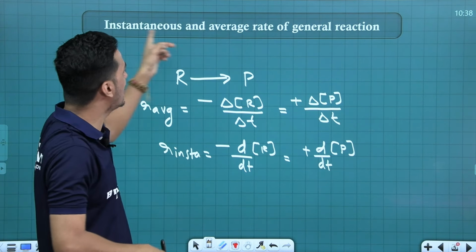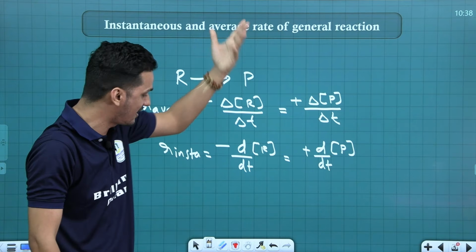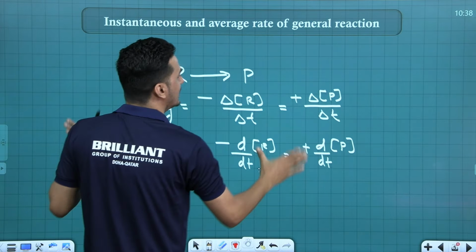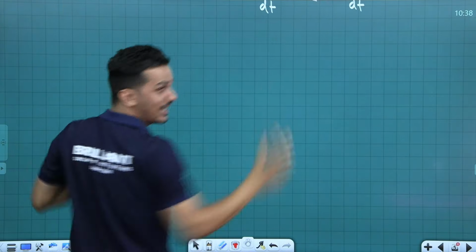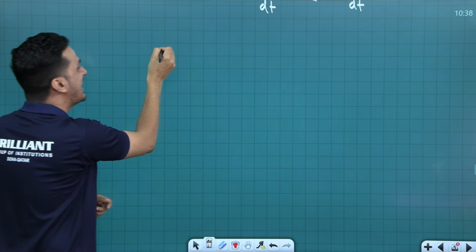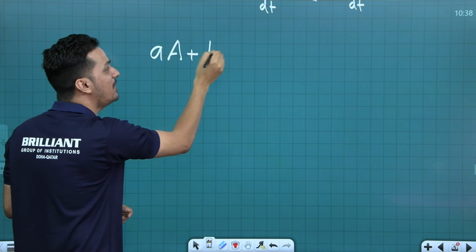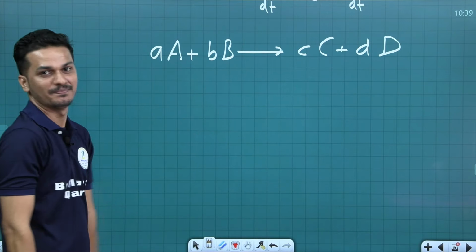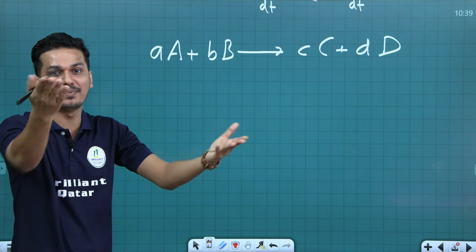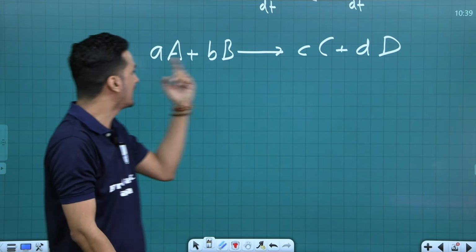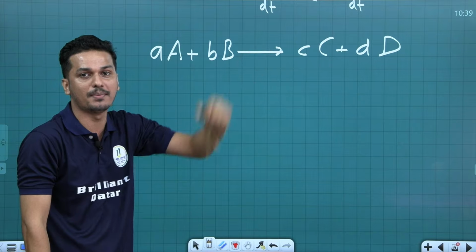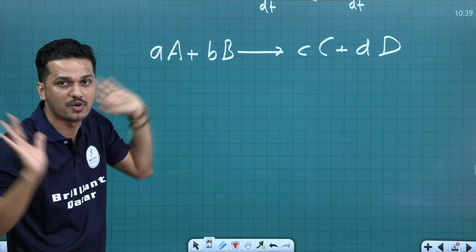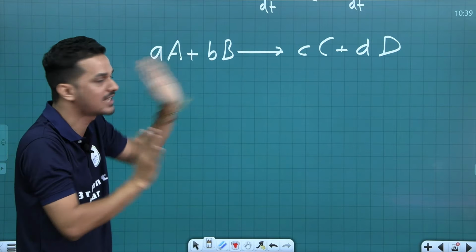That's why I wrote instantaneous and average rate of a general reaction. Our general reaction is not like this. It is like this only: aA plus bB gives cC plus dD. Our reactions are generally like this. You may see N2 plus 3H2 gives 2NH3. The stoichiometric coefficient may also be there. At that time, how will we represent the rate of reaction? That's the general idea you have to remember.